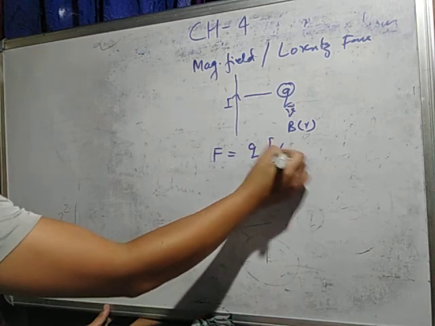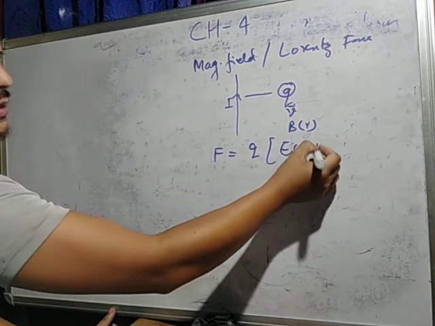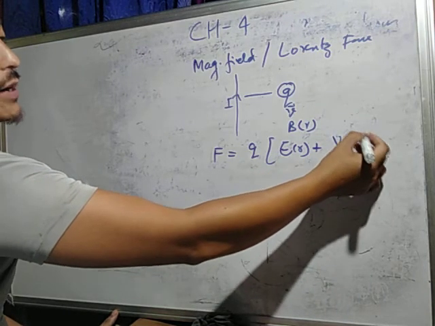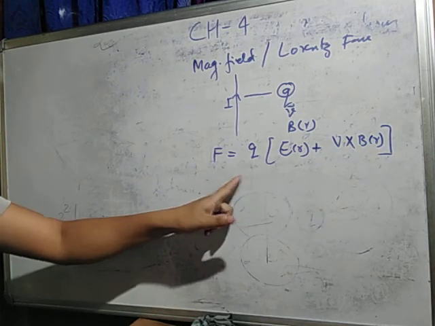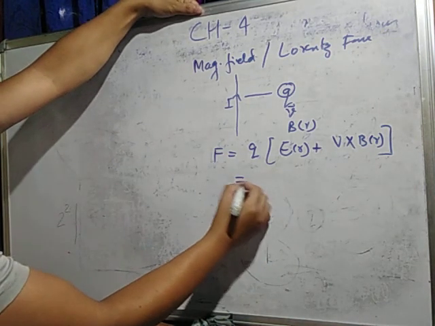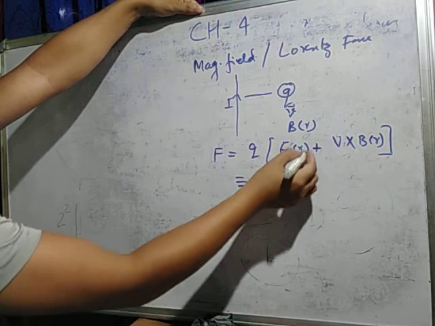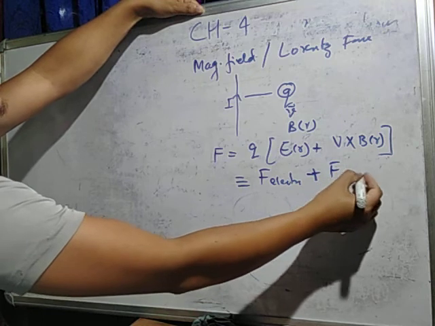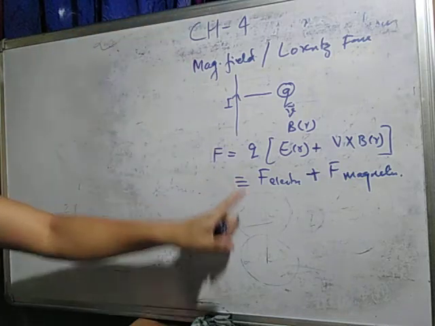Q of E of r, the electric field due to this charge, plus the velocity of this charge into the magnetic field. So this is your force, okay? This is called the Lorentz force, and this is also equivalent to F electric, Q into E of r, plus this F magnetic. Clear? So this is your Lorentz force.